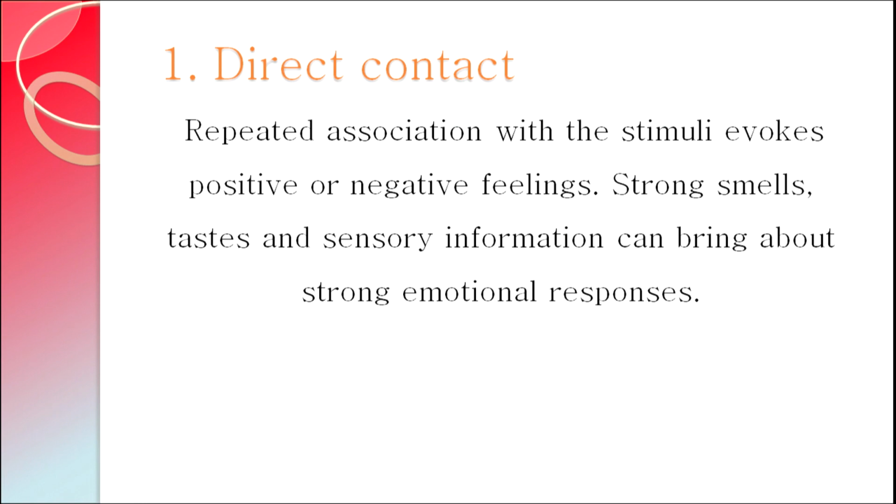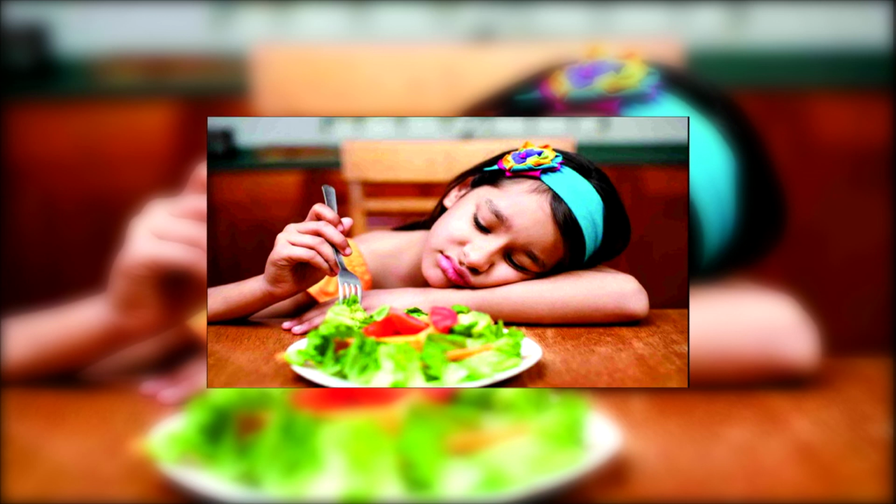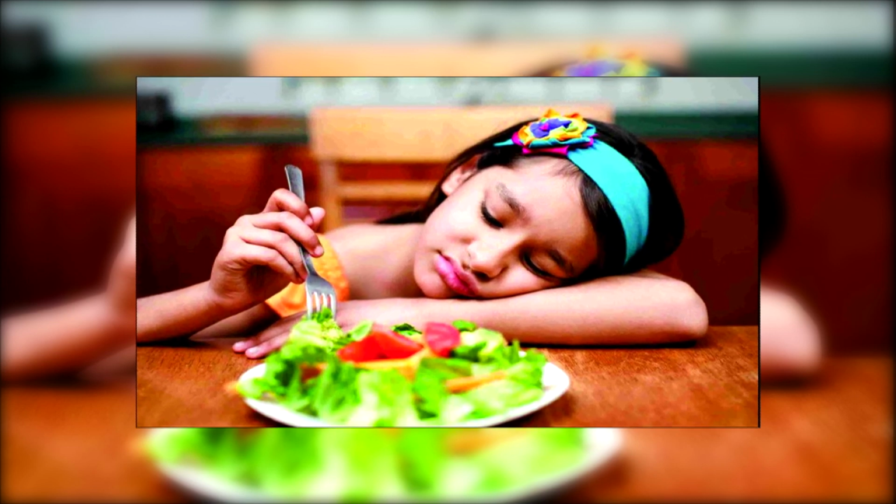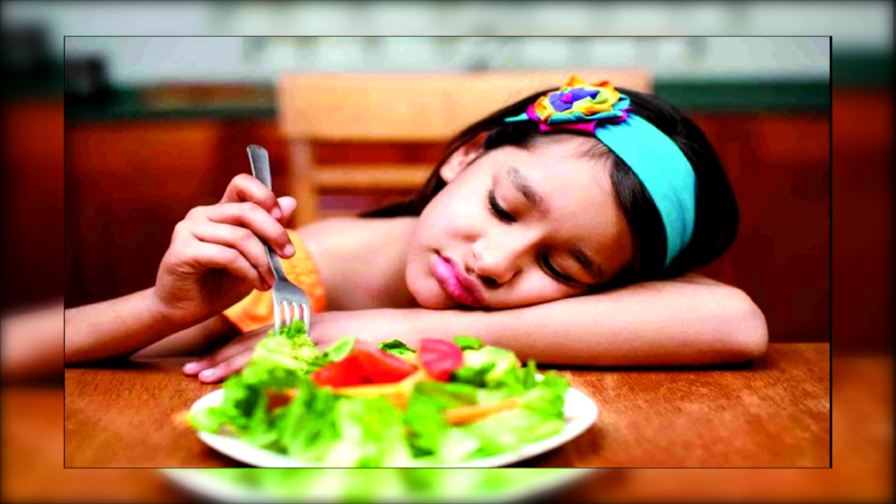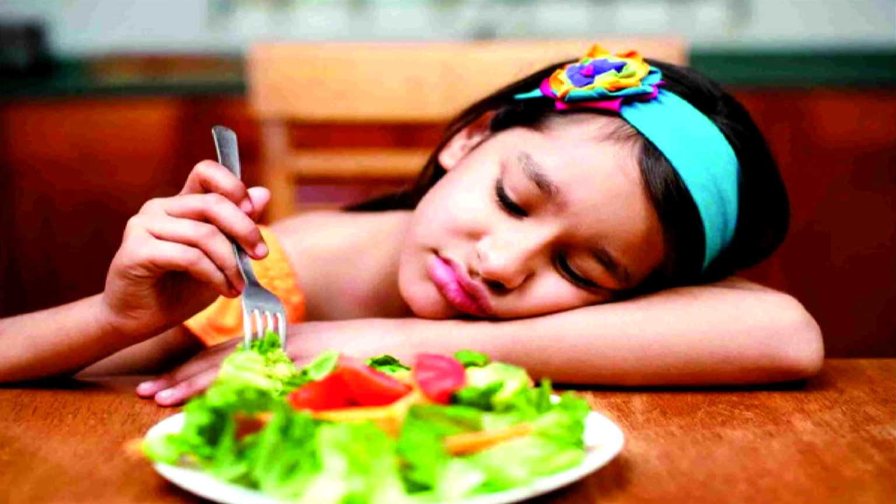So, let us know how attitude is actually developed with different types of learning. First is direct contact, which means that a repeated association with a stimulus evokes a positive or negative feeling. For example, strong smells, tastes and sensory information can bring about strong emotional responses. For example, if a child eats sprouts and dislikes them, there are chances that this dislike will be generalized to other food items similar in color and taste.